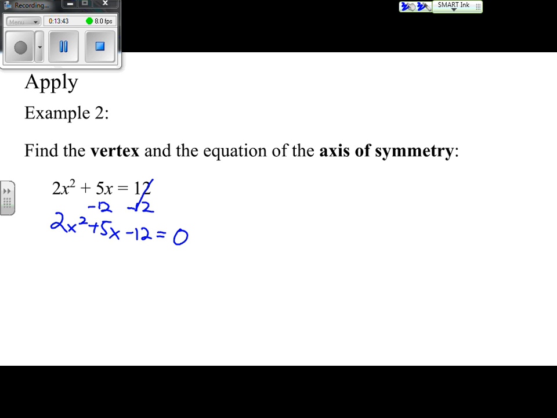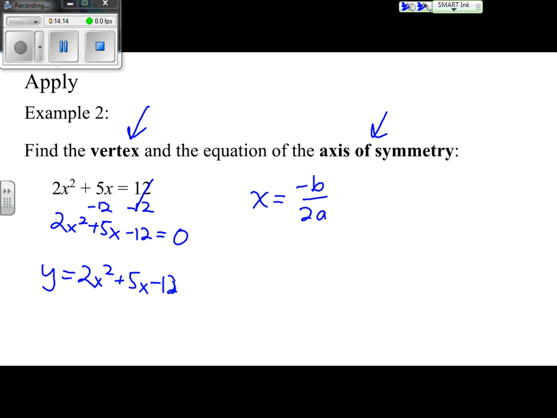Well, if I want to sketch this graph, I'm essentially thinking of this as y equals 2x squared plus 5x minus 12. No equal sign needed. And so I could sketch this graph by using this, but I'm not going to sketch it. I'm just going to go straight to my vertex and my axis of symmetry. So for the axis of symmetry, I'm using the exact same equation as the vertex. I use x equals negative b all over 2a.